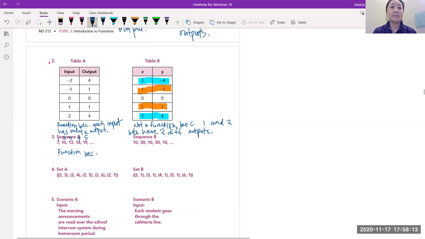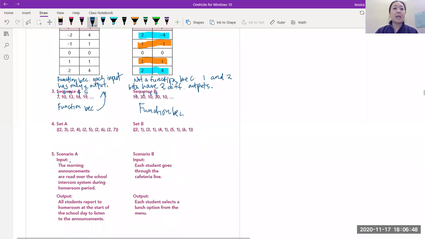And then for sequence, if this is the first term, second term, third term, fourth term, and if you notice, each input has one output, right? So that also is going to be, what is it called? A function. Right, so this is going to be a function as well, because each input has only one output repeated.